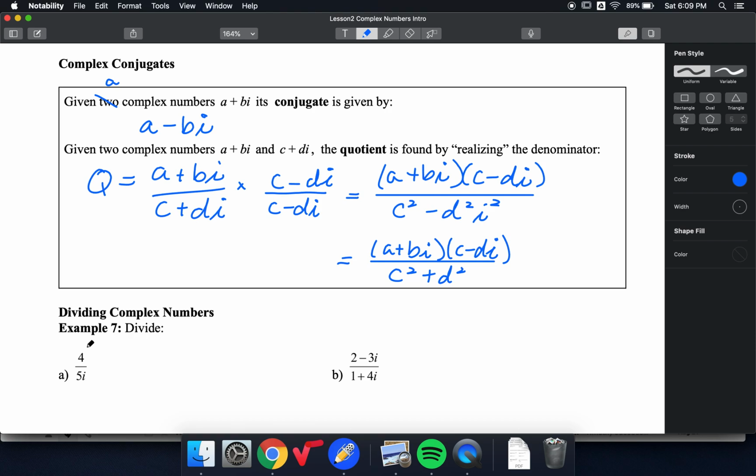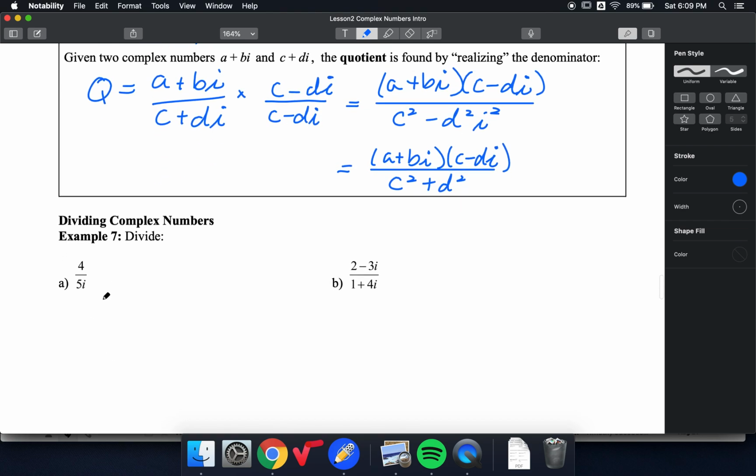So in an example like this, where we say divide, really what I care about is that the denominator is real. So in this case, to make that denominator real, all I have to do is multiply top and bottom by i. So I'm going to get 4i on the top. I'm going to get 5i squared on the bottom, which of course becomes negative 5. And it doesn't matter where I put that negative sign, so I'm going to put it in front.